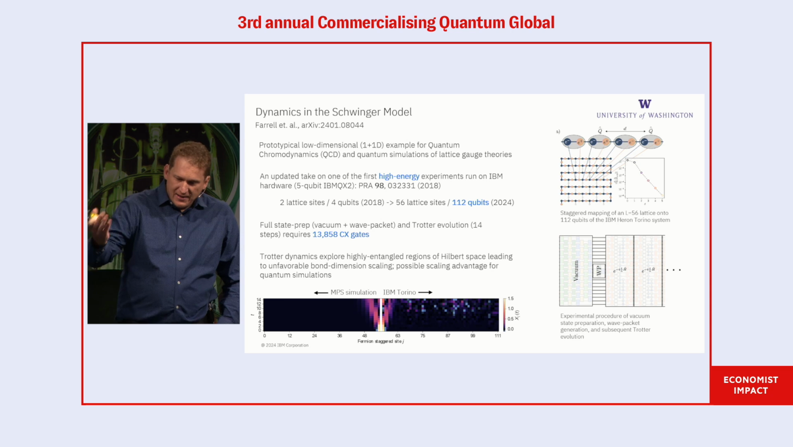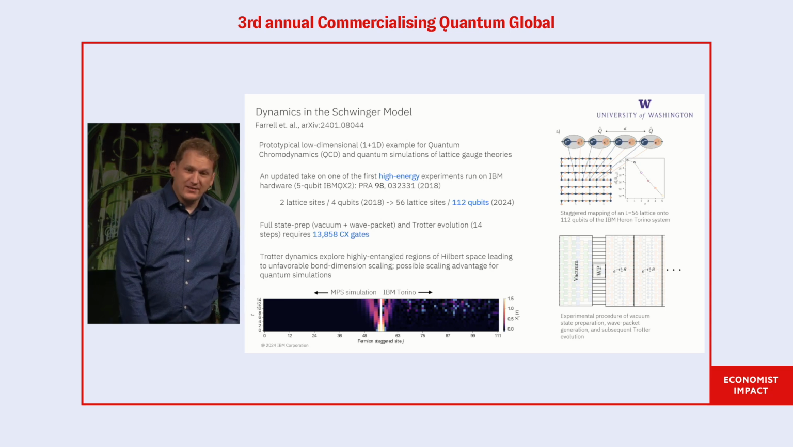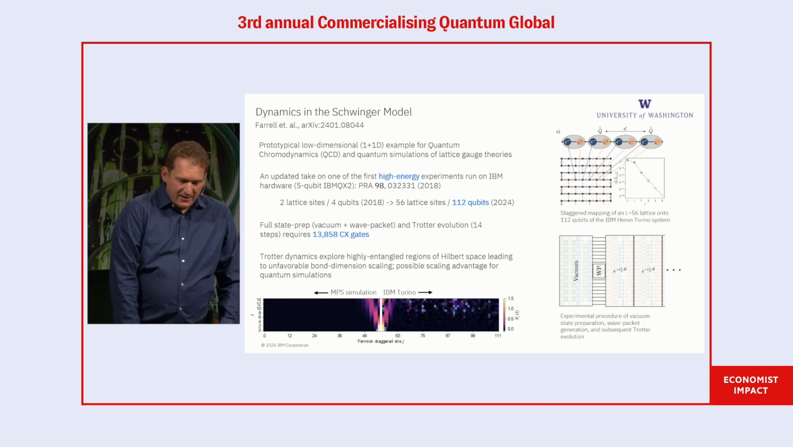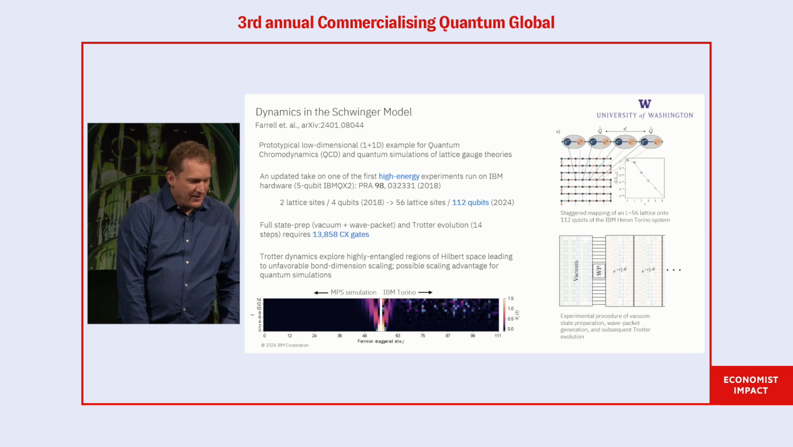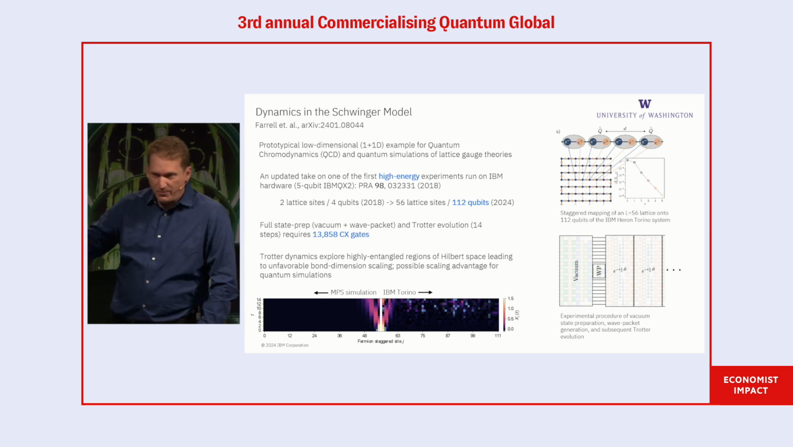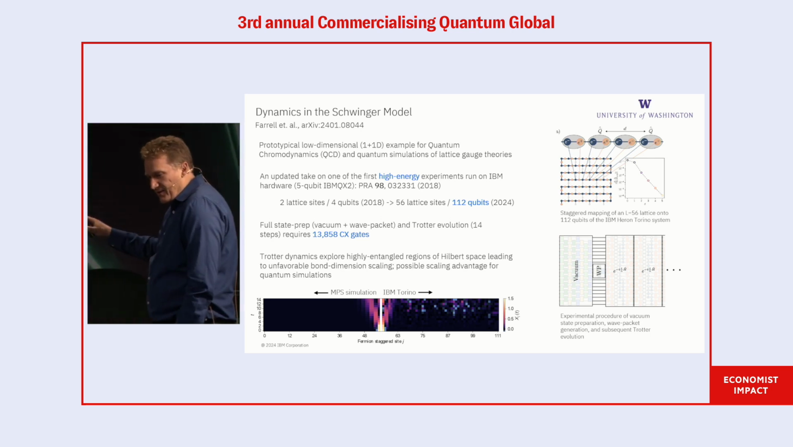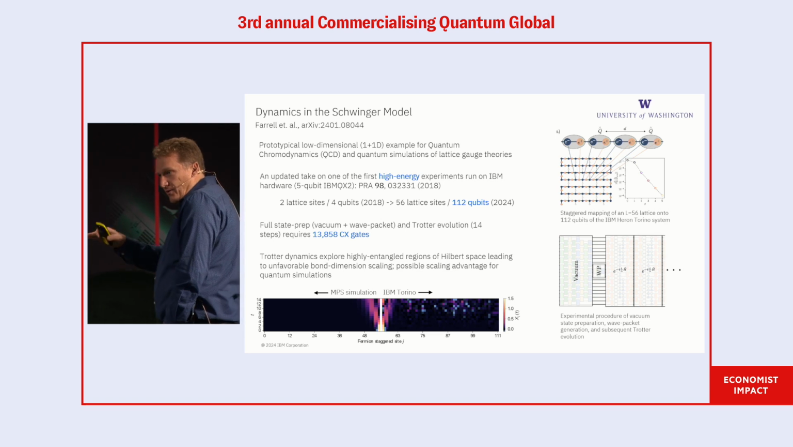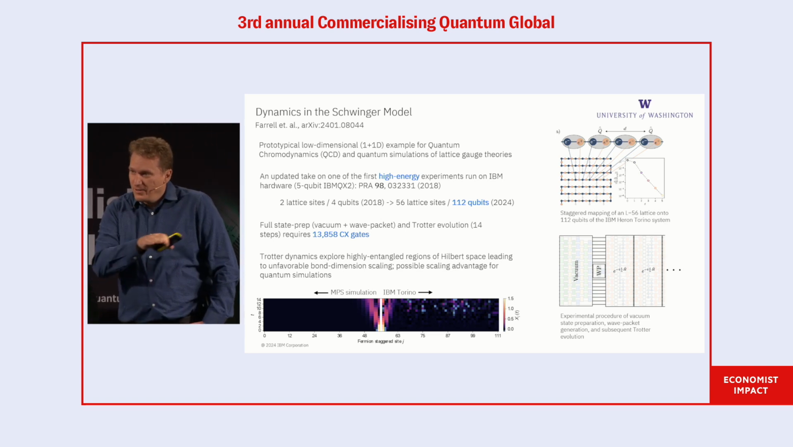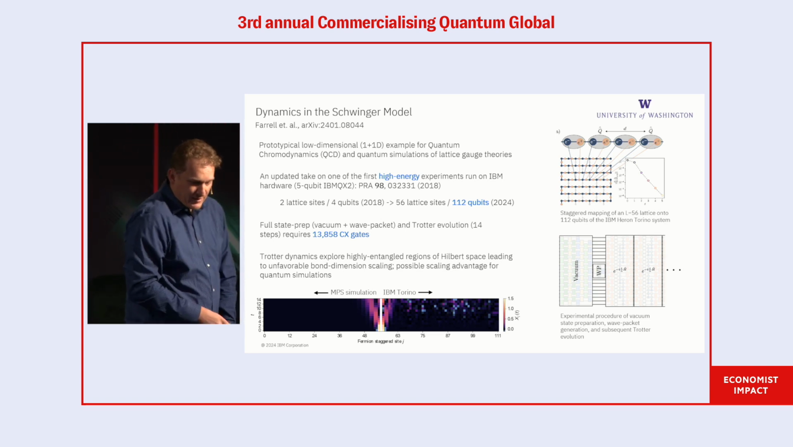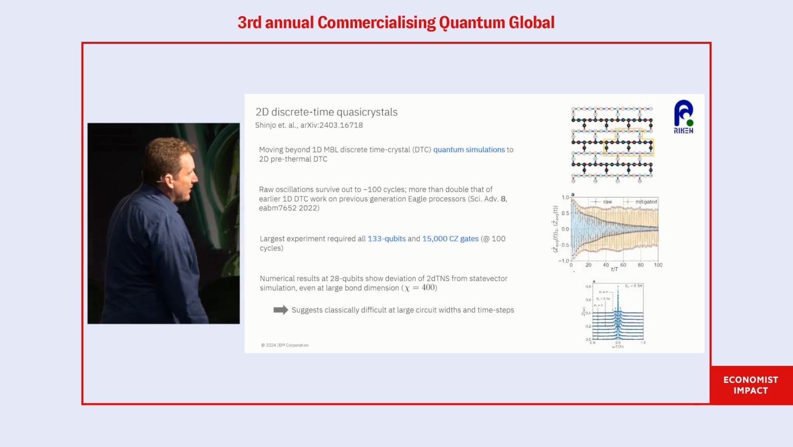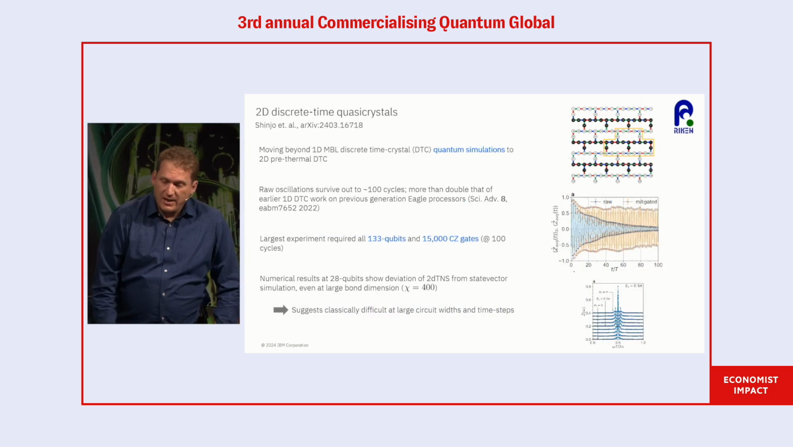In this paper, they actually got up to 13,000 gates. That's a huge number. And even interesting, at the end, the difference between the matrix product simulation and the quantum system was systematic, and they could not even conclude which one was right. We're at a point where there's science to be done.